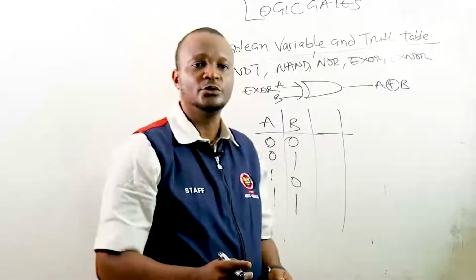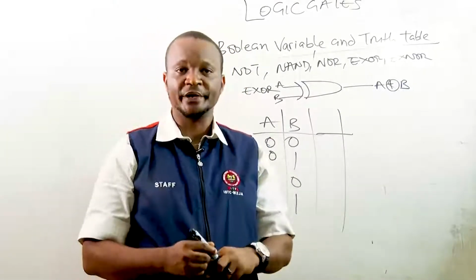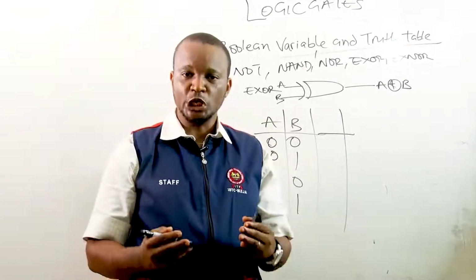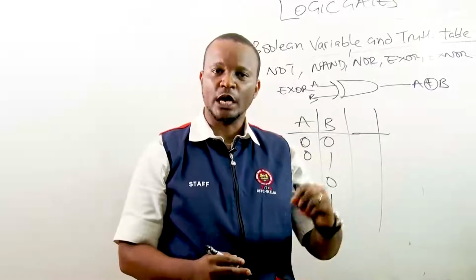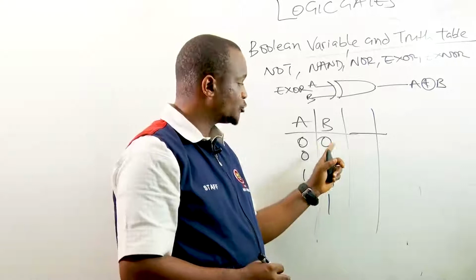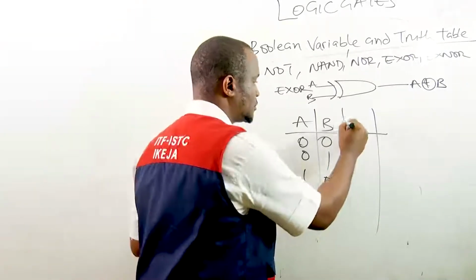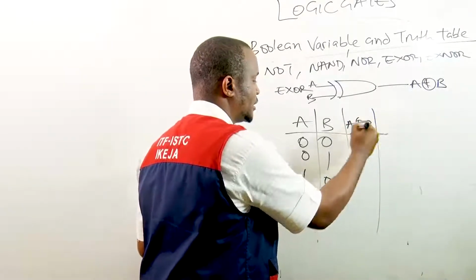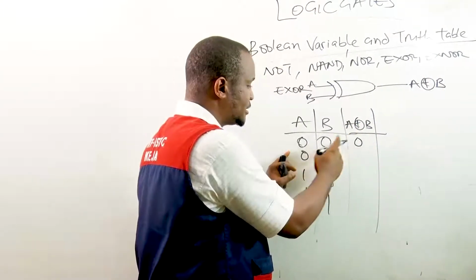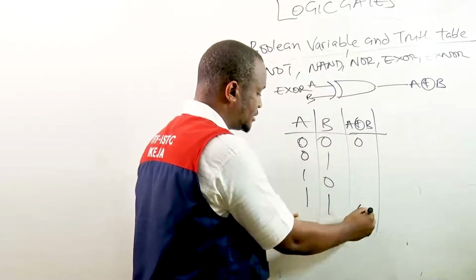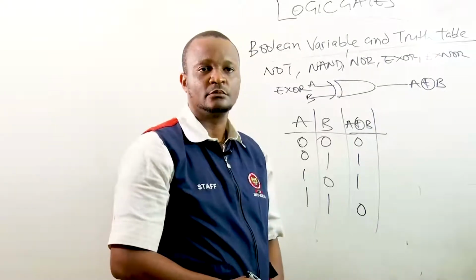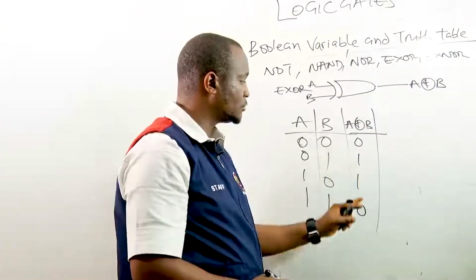And then this can be used as a comparator when you don't want the output to be the same. Okay, that is, if the inputs are the same, your output is 0. So this and this are the same, this and this are the same. So you have, this is the truth table. That's the truth table. 0, 1, 1.